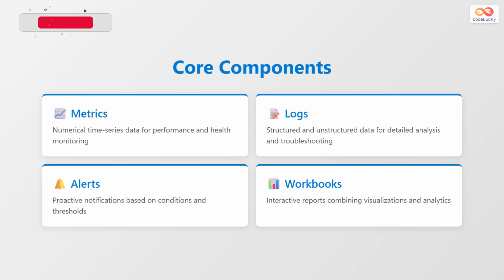Azure Monitor consists of 4 core components that work together to provide comprehensive monitoring. First, we have metrics, which are numerical time series data used for performance and health monitoring. Second, there are logs, which capture both structured and unstructured data for detailed analysis and troubleshooting. Third, alerts provide proactive notifications based on conditions and thresholds you define. And fourth, Workbooks offer interactive reports that combine visualizations and analytics. Each component plays a crucial role in giving you visibility into your systems and helping you respond quickly to issues.